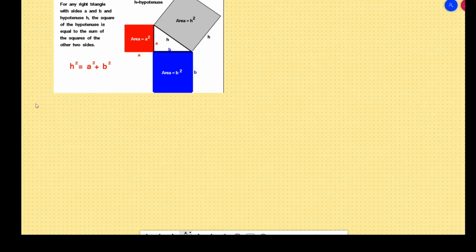What the Pythagorean Theorem says is that for any right triangle with sides a and b and hypotenuse h, the square of the hypotenuse is equal to the sum of the squares of the other two sides. This is a very profound discovery he made. I'm sure he made it just by drawing figures in the sand or whatever he used to write. It was a very interesting formula that helped mathematical foundations move into trigonometry, and from trigonometry into calculus.